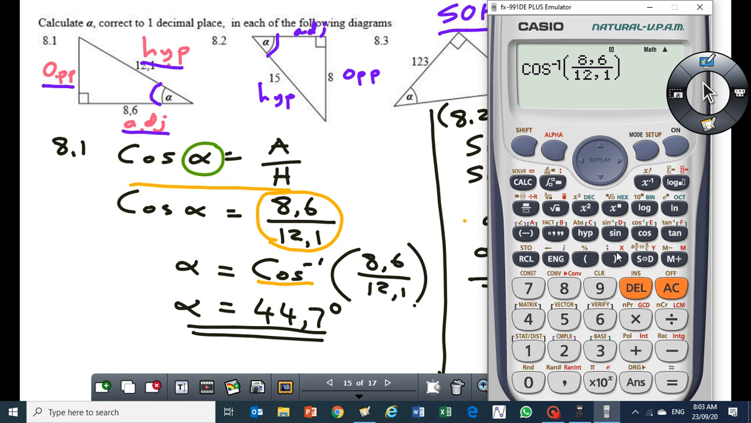There is no need for you to divide 8,6 by 12,1 separately. This will give you a more accurate answer because you don't have to round off anything. You just round off the final answer to one decimal place. So you press equals. It gives you the angle. The angle is 44,7, which is what you got.